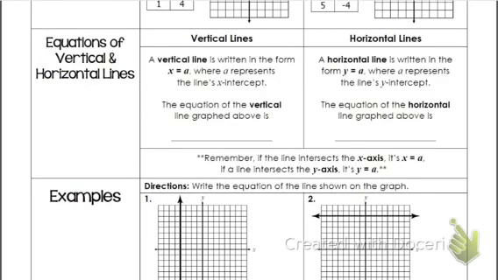The vertical line, let's read it. The vertical line is written in the form x equals a, where a represents the line's x-intercept. Okay, so this is pretty important here and not too hard of a concept. So a vertical line only crosses the x-axis.